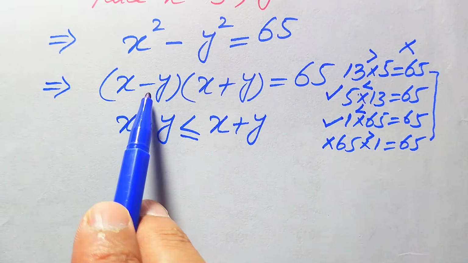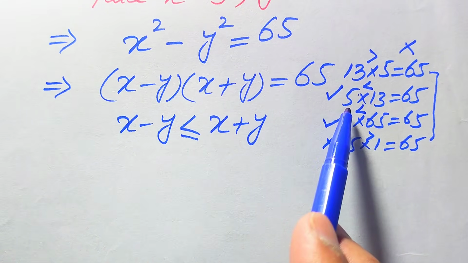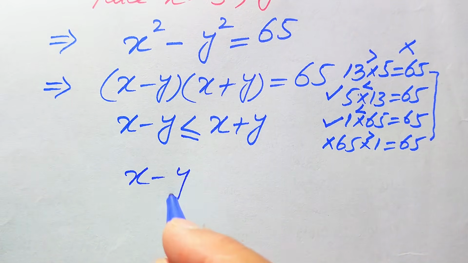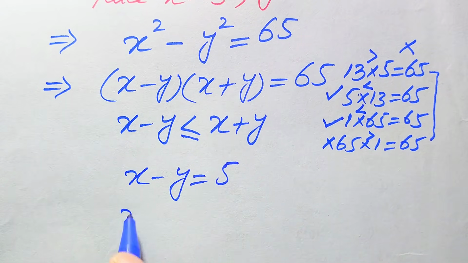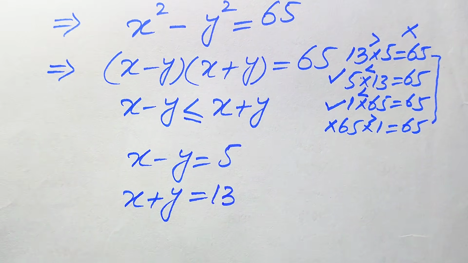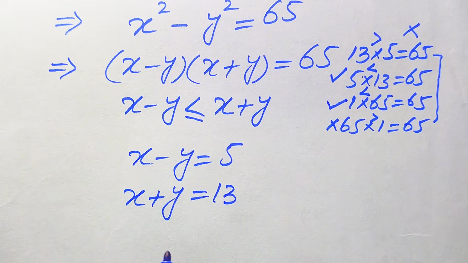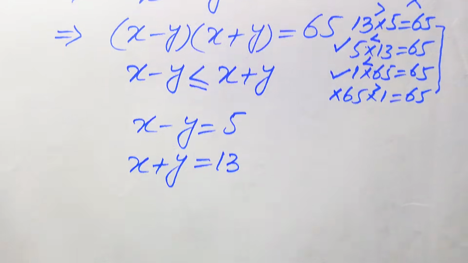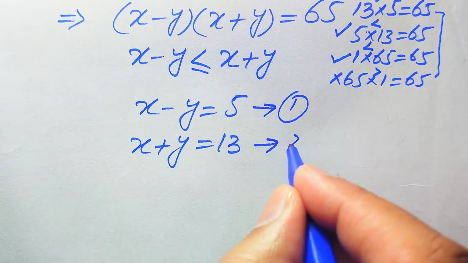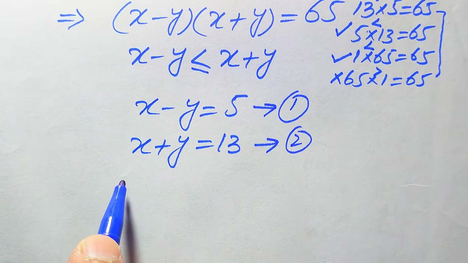We compare x minus y and x plus y with 5 and 13, so that x minus y equals 5 and x plus y equals 13. We will choose this case only because from this case we get the value of b. Now in the next step we need to solve both of these two equations, and we call this equation number 1 and this equation number 2.